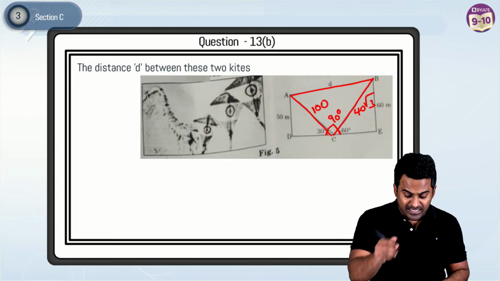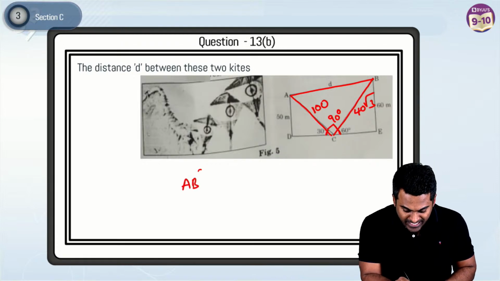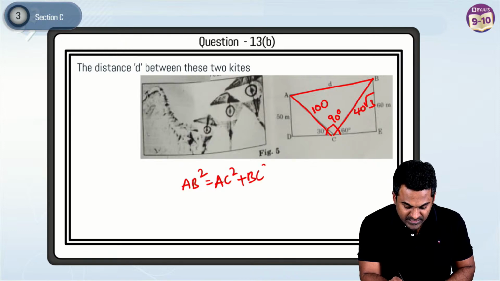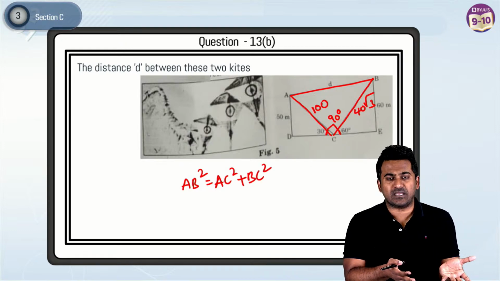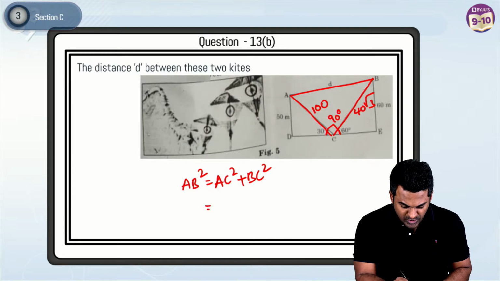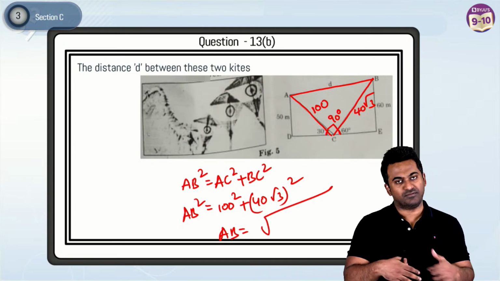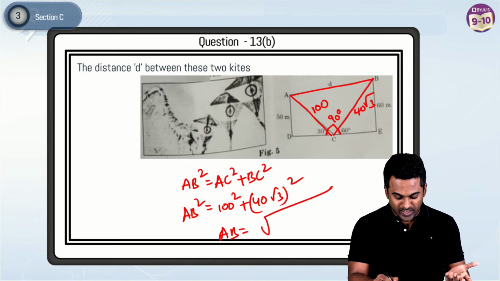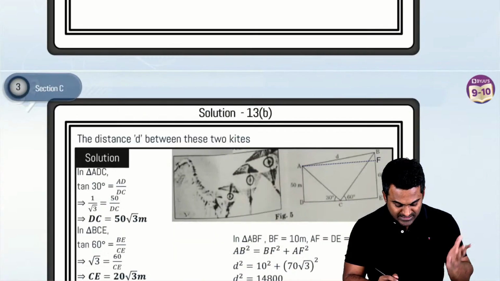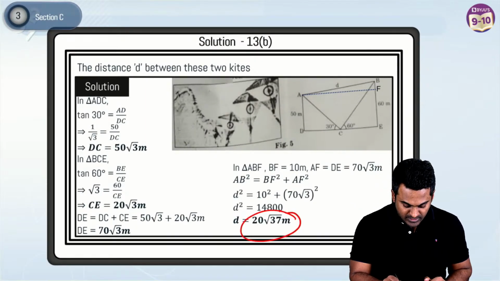So if I use the Pythagoras theorem, this is going to be AB square is equal to AC square plus BC square. Now you've already found the AC and BC in the last step, simply a substitution here. So this is going to be 100 square plus 40 root 3 whole square is AB square. I'm sure you must have done these calculations, and this is going to be equal to this answer here. This is the answer that you would get.